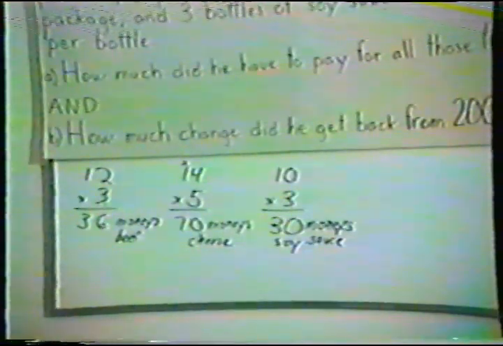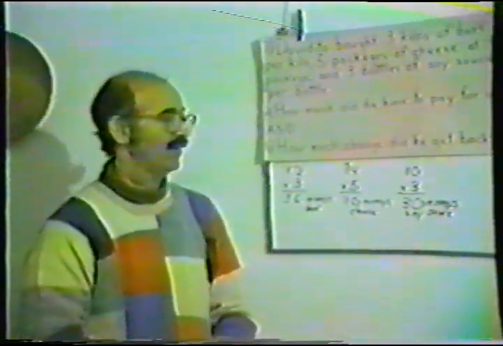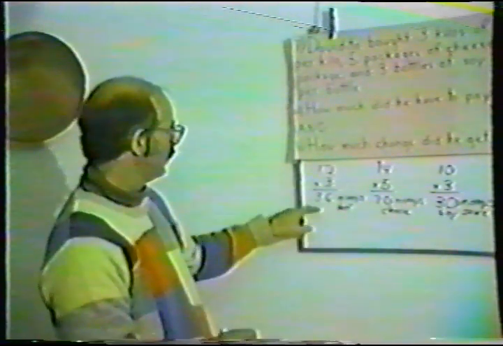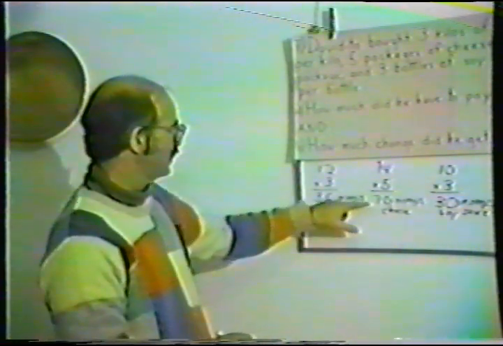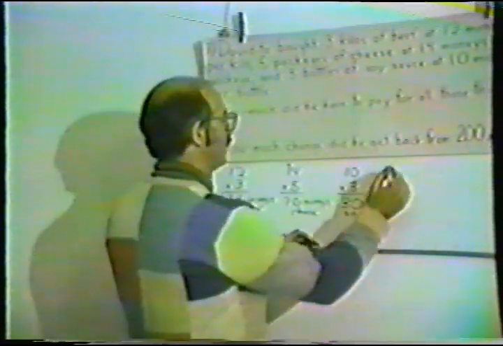Well, now I think we're ready to find out how much did he have to pay for all those things. What do we do with these numbers? 36, 70, and 30. Add. We have to add them up.